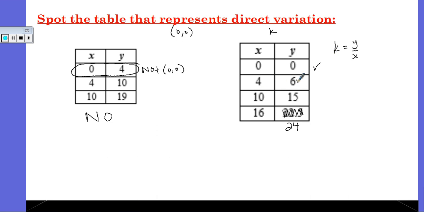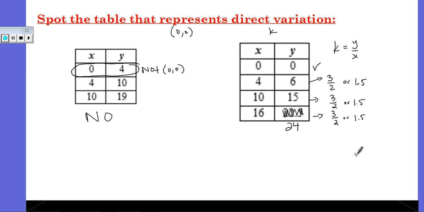We will use it for 6 and 4, so we're going to do 6 divided by 4 in our calculator. We should get 3 over 2 if we used a fraction, or 1.5 if we use division. We do the same for 15 and 10. Again, that gets you 3 over 2, or 1.5. Okay, and then do the same thing for 24 over 16. Type that into your calculator. You should see 3 over 2, or 1.5.